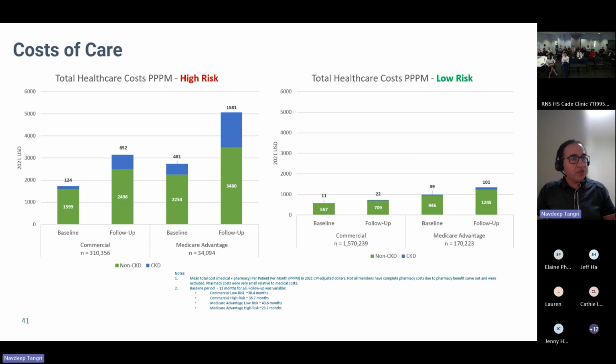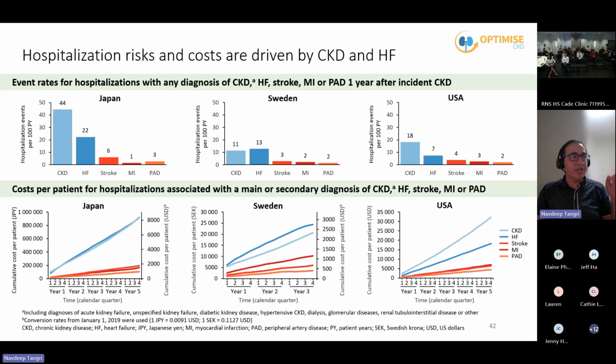And what you see on this slide is that for the low risk people, it really doesn't appear to change very much at all. And in the high risk people, it's not only driven by utilization and inpatient utilization, it's largely driven by CKD related costs. These blue bars show that CKD progression means CKD related costs. That's not just true in the US, that's true in Sweden, in Japan, in Canada, in the UK. We've done the study in 14 countries.